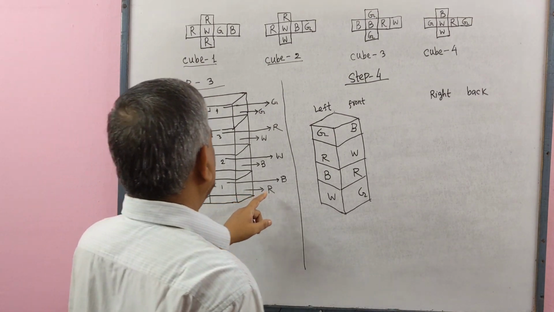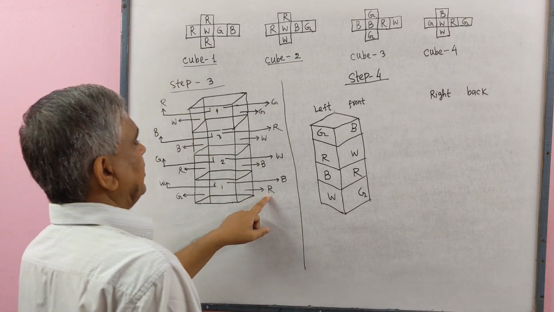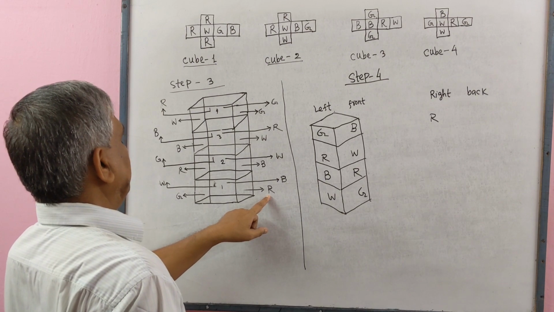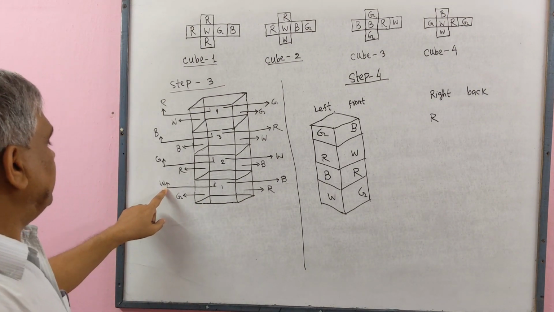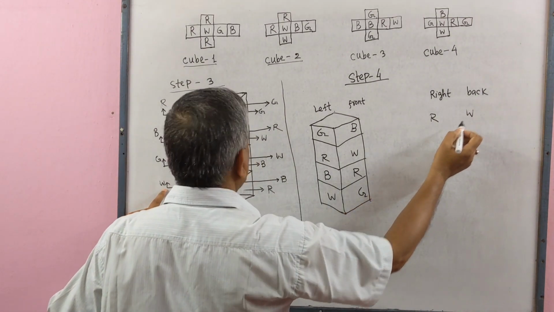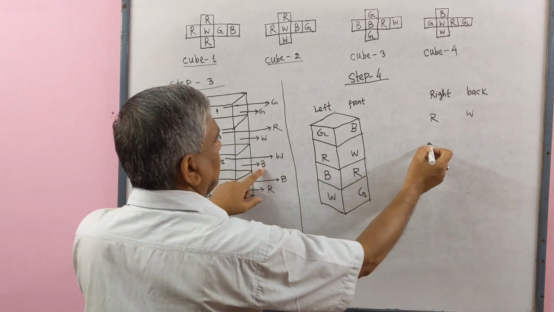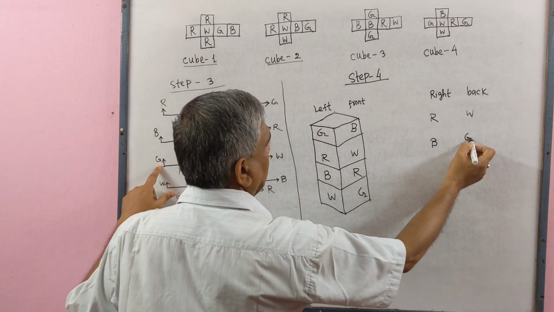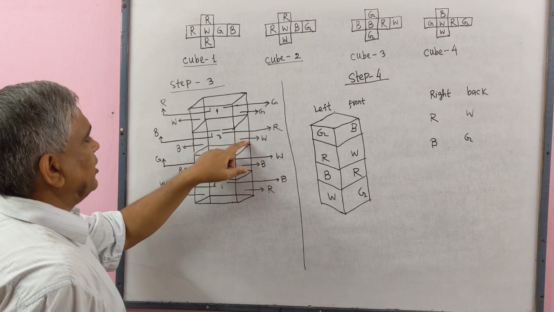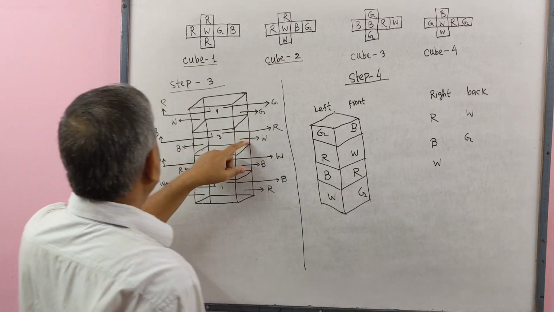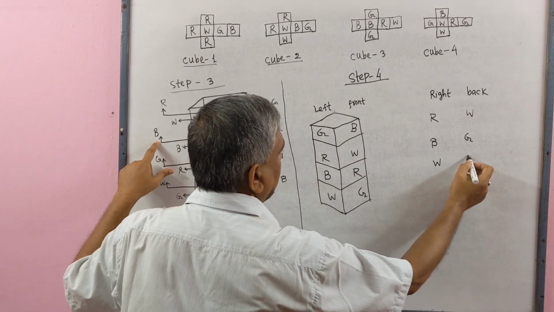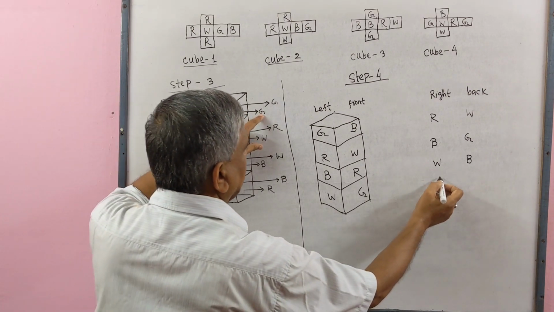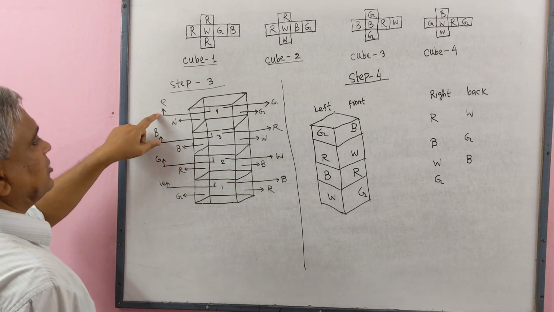In the right, for the first cube we see that R, and on the back W. For the second cube, right is B and back color is G. For the third, the color of the right face is W and the color of the back face is B. For the fourth, the color of the right face is G and the color of the back face is R.